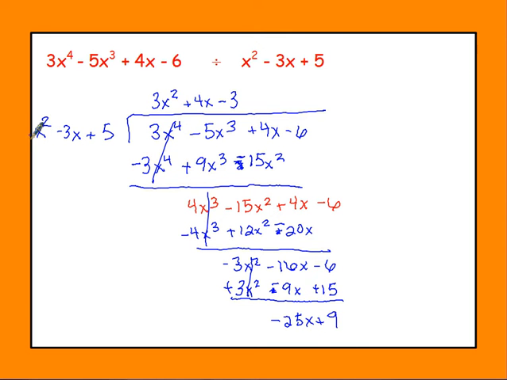And so then you're asking yourself, x squared times what will give me a negative 25x? Now, remember what I told you. You cannot lose an x. So an x squared cannot become just an x. So this is my remainder. So then my final answer, I'm going to have to make some room here. My final answer is 3x squared plus 4x minus 3, and then it's a minus 25x plus 9 over my divisor of x squared minus 3x plus 5. Okay?